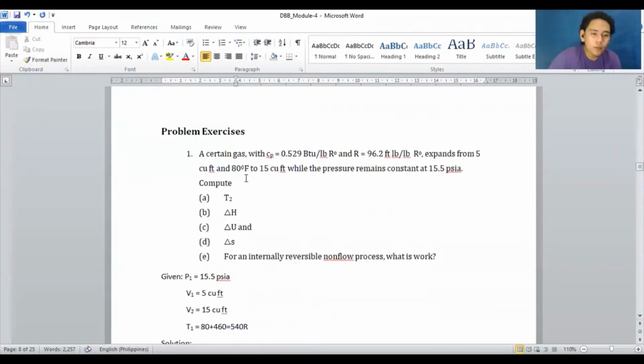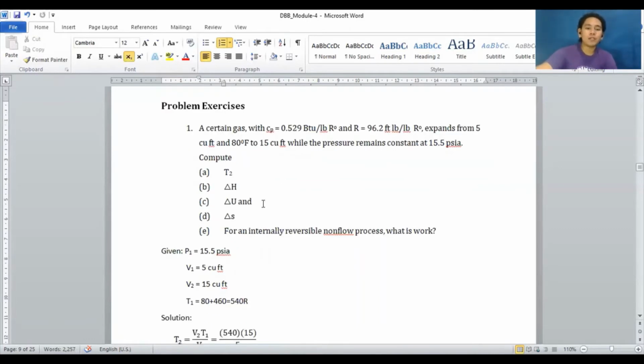Now next, for better understanding of the equations, problem exercise number 1: a certain gas with Cp equals 0.529 BTU per pound Rankine, and where R is 96.2 feet-pound per pound degree Rankine. Now, here's the tip. If the problem did not state the value for R, it is automatically on its standard condition, which is 53.3 in the English system. The gas expands from 5 cubic feet and 80 degrees Fahrenheit to 15 cubic feet, while the pressure remains constant at 15.5 psia. So 5 cubic feet is its V1 and its T1 is 80 degrees Fahrenheit, whereas 15 cubic feet is V2, and its pressure P1 equals P2, which is 15.5 psi.